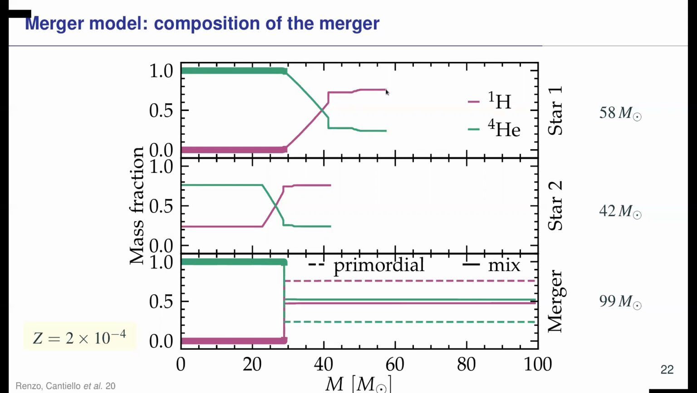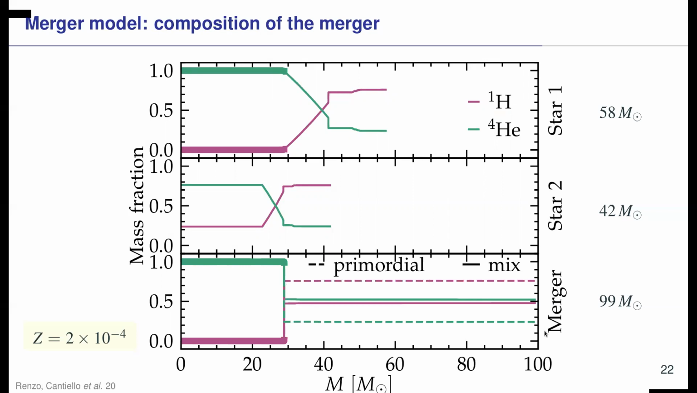The other bracketing case is, well, let's forget about the evolution of star 2. This could make sense if you have a cluster where you have a star formation history that has some spread in time, and you can form star 2 after 3 million years after the formation of star 1. And then as soon as star 2 appears, it merges with star 1. And that would give you the dashed envelope, which is less helium enriched because we're not introducing any new helium in our model.